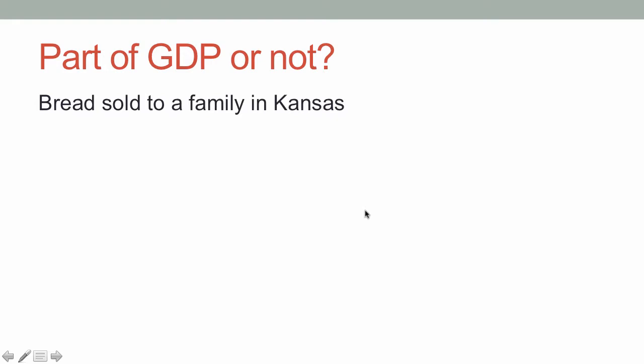All right. Bread sold to a family in Kansas. They go to their local grocery market. They buy a loaf of bread. Is that part of the gross domestic product? Yes, it is. That family is going to consume it and they paid a value for it.